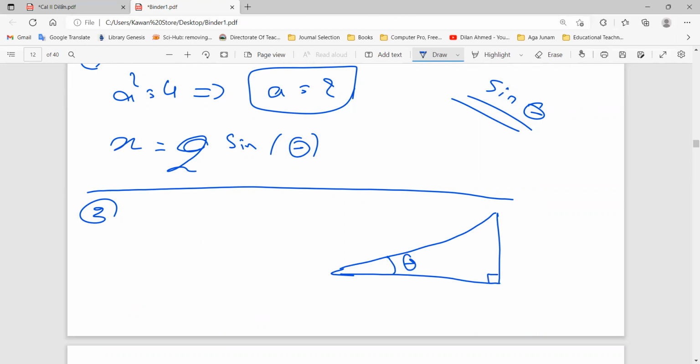So tell me about which side. That one is equal to what? That one is equal to what? And that one is equal to what? Yalla, tell me. The sides of this triangle.